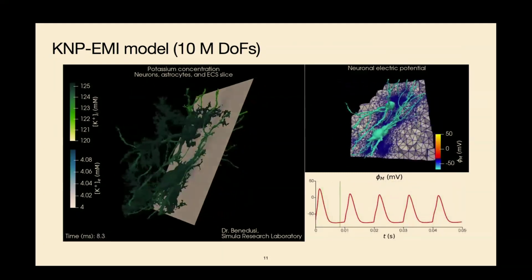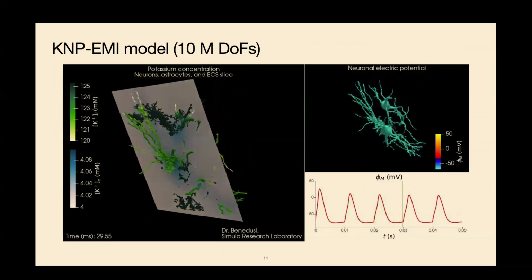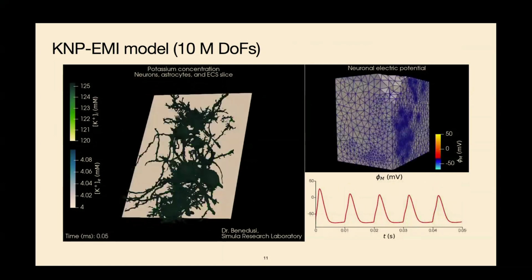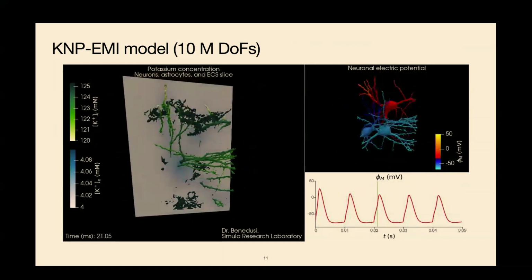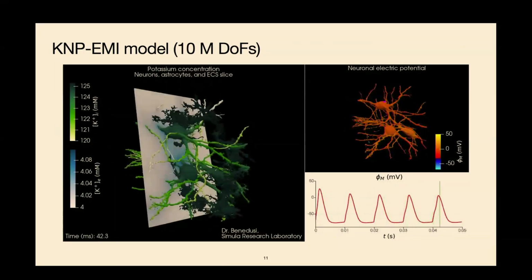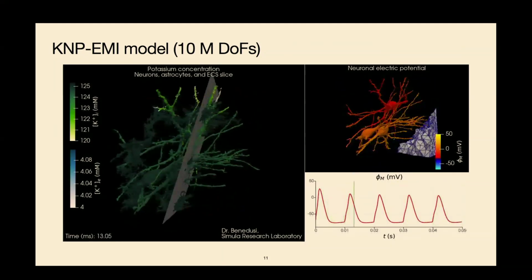And in this movie, we can see how the electrical impulse essentially triggers gradients in concentration, both inside the cells and in the extracellular media. And inside the cells, of course, you have neurons and astrocytes, and they have active or passive membrane dynamics. So they have to be modeled differently depending on the type of cells they are.